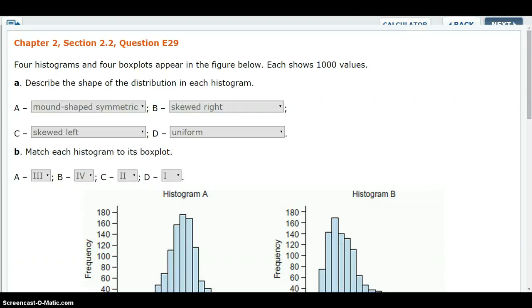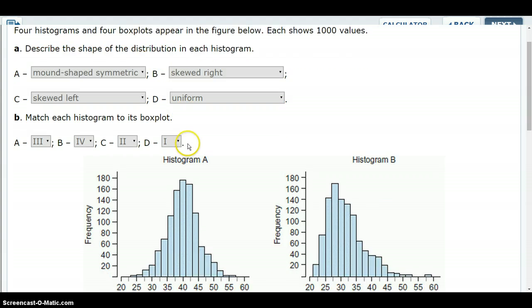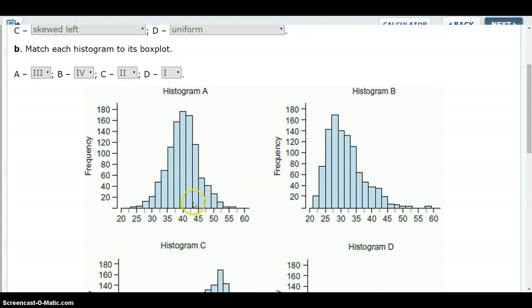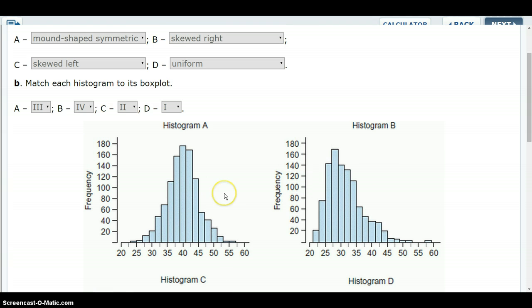Okay, so we have section 2.2, question E29. This will be a bit shorter video. We have the shape of the distribution in each of these histograms. So here in A, we have this familiar mound shape. Things are piling up in the center as if you dumped a whole bunch of dirt and it runs down the side, bell curve, if you will.